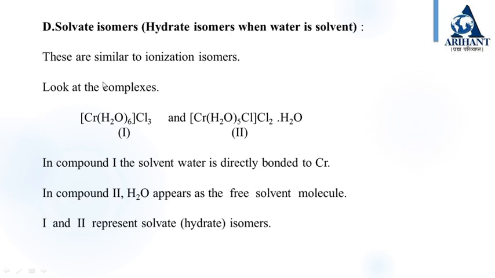And lastly, the solvate isomers or hydrate isomers when water is the solvent. These are similar to the ionization isomers. Look at these complexes, [Cr(H2O)6]Cl3 and compound 2 will be [Cr(H2O)5Cl]Cl2.H2O. In compound 1, the solvent water is directly bonded to chromium, and in compound 2, H2O appears as the free solvent molecule. So compound 1 and compound 2 represent solvate or hydrate isomers.